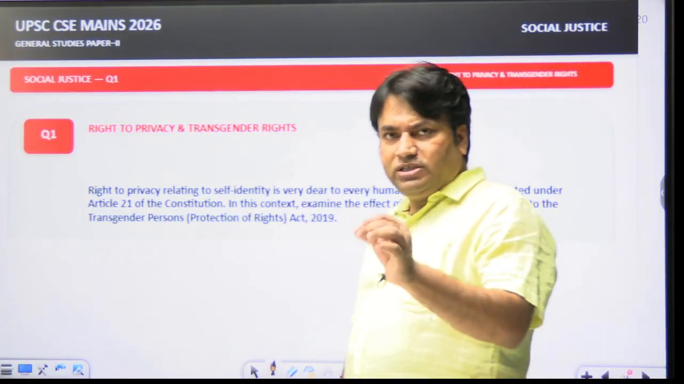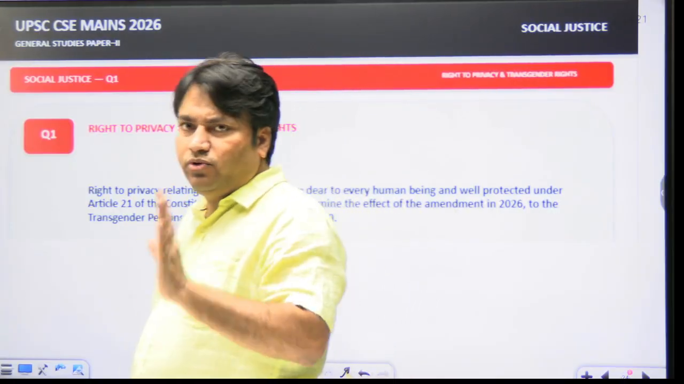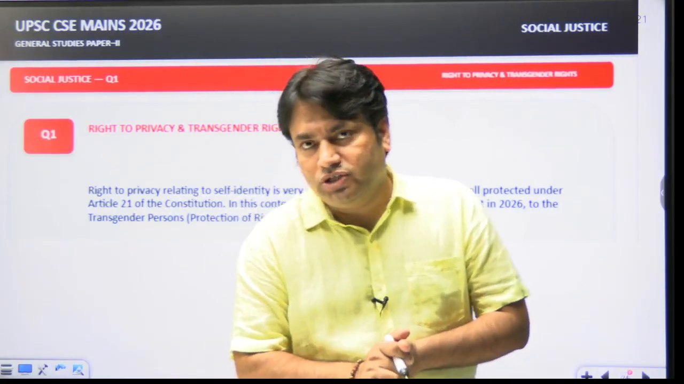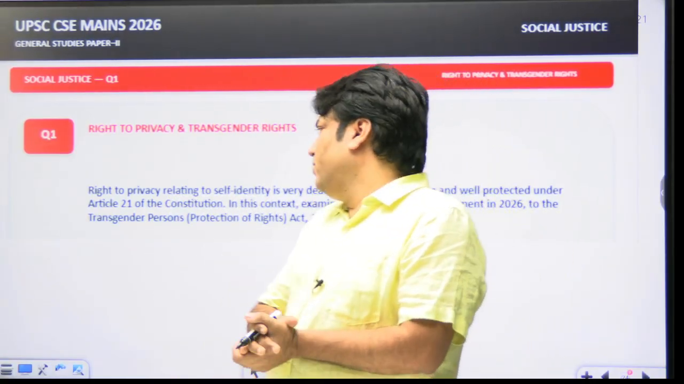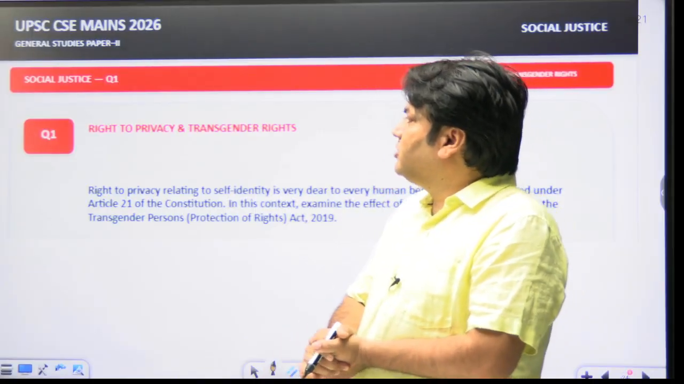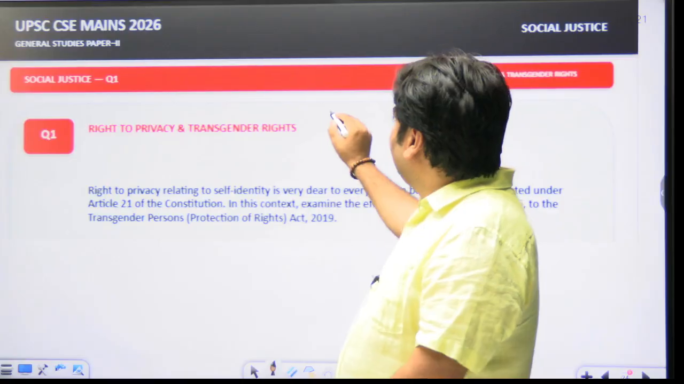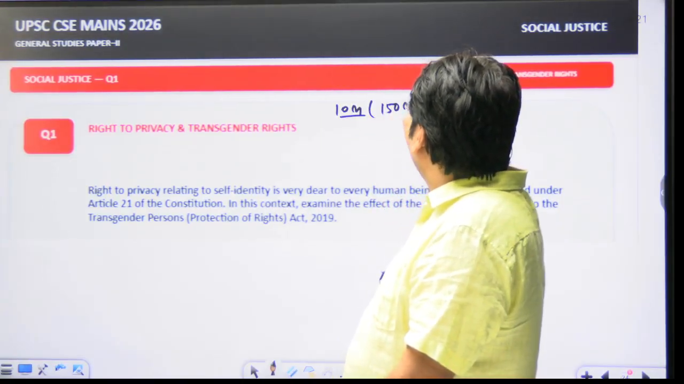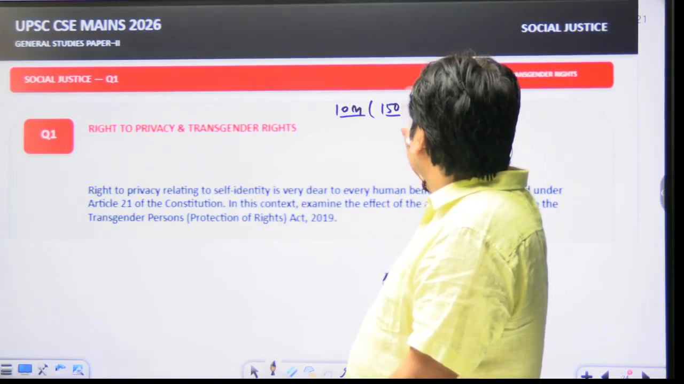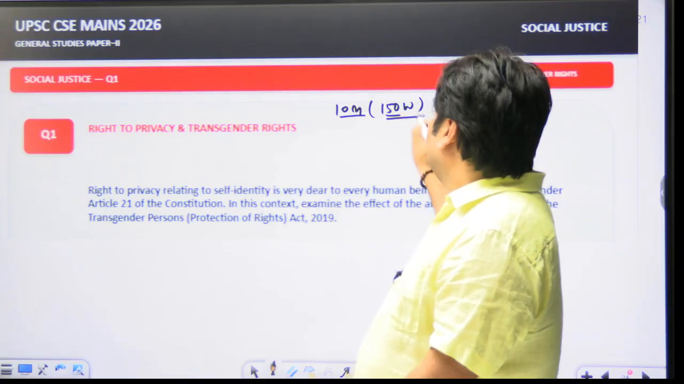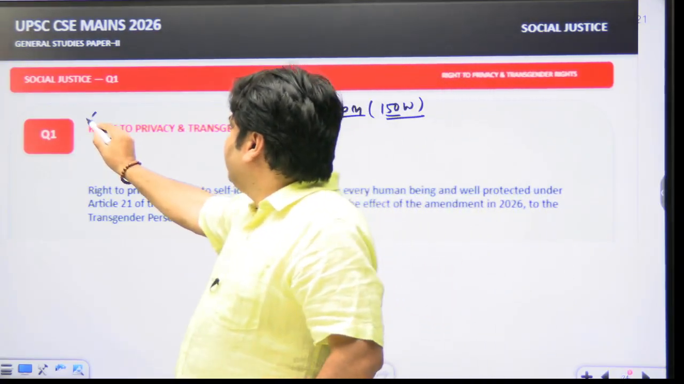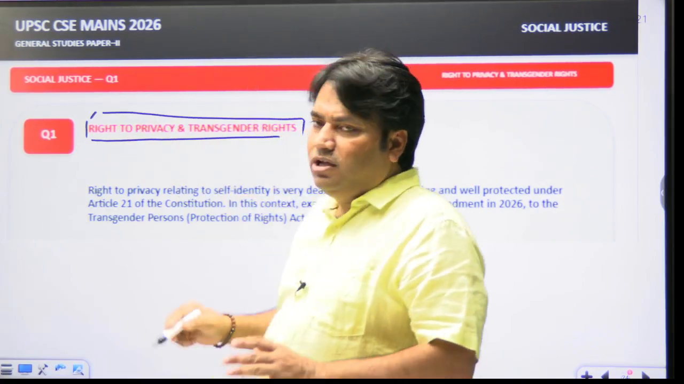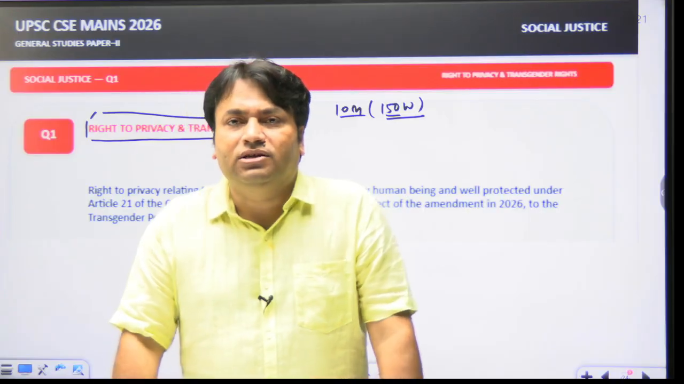Now in GS paper 2, you must mark these 4 questions. You must highlight that these 4 questions are from the social justice part. Now we are going to have a detailed discussion of the very first question, that is a 10 marker question, and we have to write the answer of this question in 150 words. The theme is related to right to privacy and transgender rights. This is the broader theme that has been asked in the question.